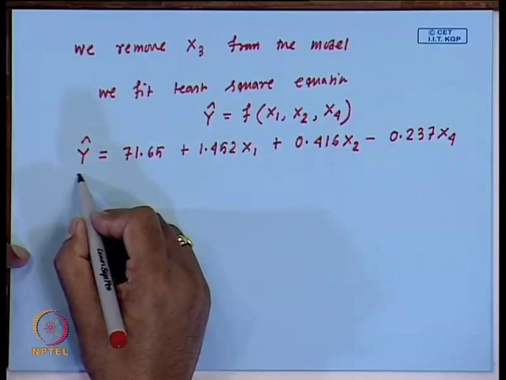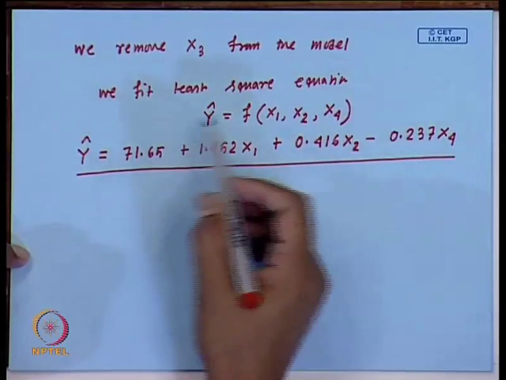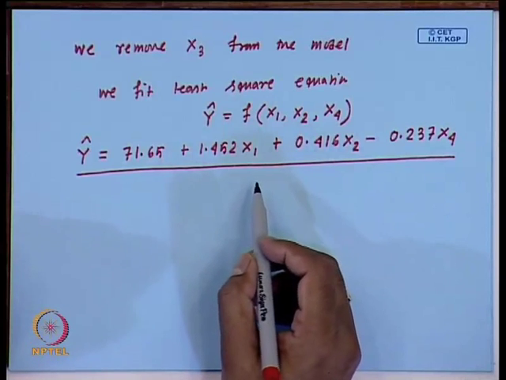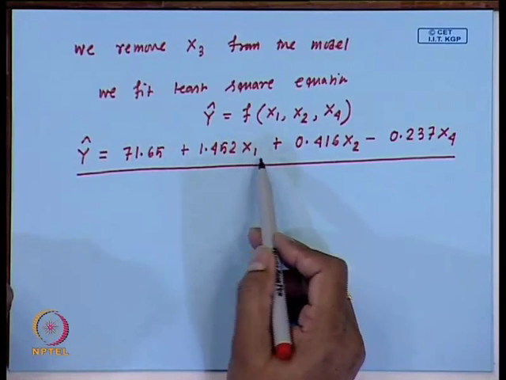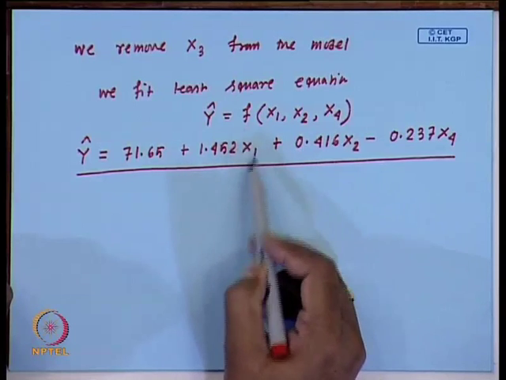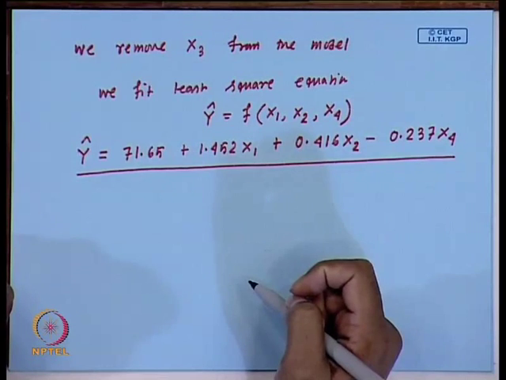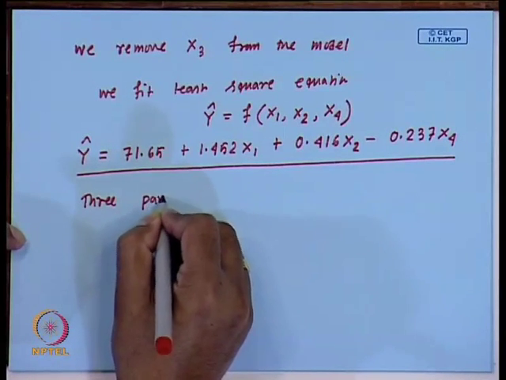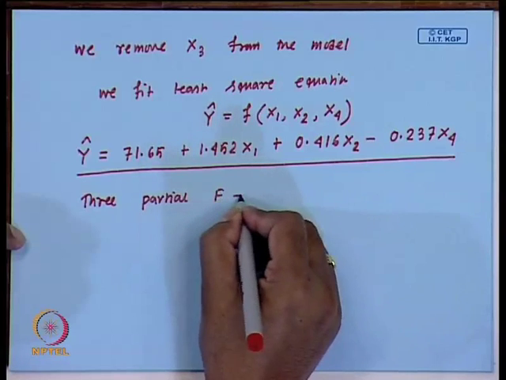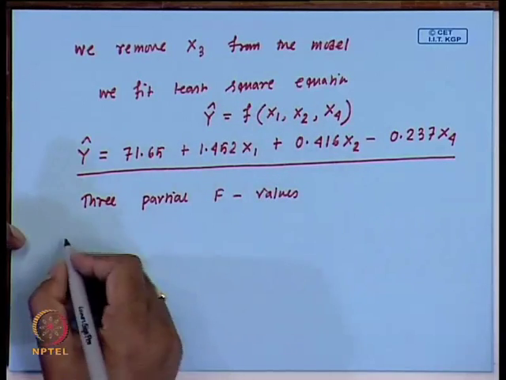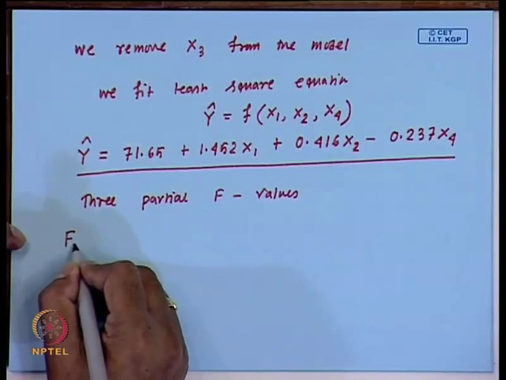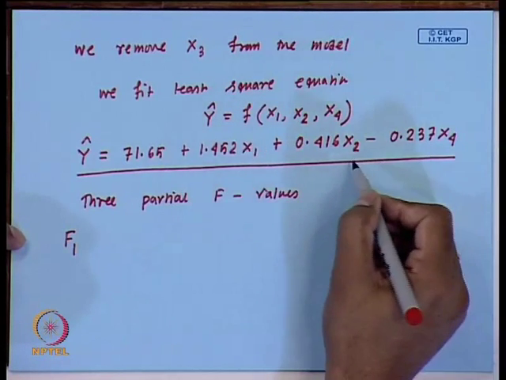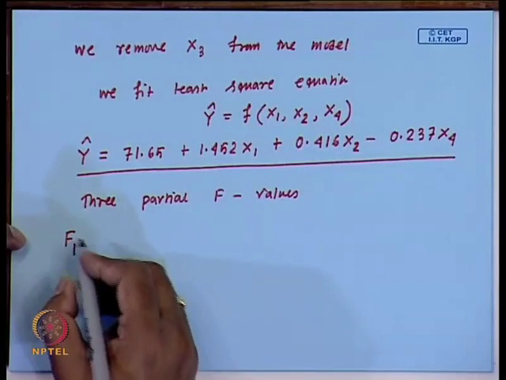Right. So, this is the model after removing x3 from the full model. Now again what we do is that we will try to see whether we have a regressor which is less significant in the presence of other regressors. So, we compute three partial F values. F1, to check whether x1 is significant in the presence of x2 and x4, we compute this partial F statistic.